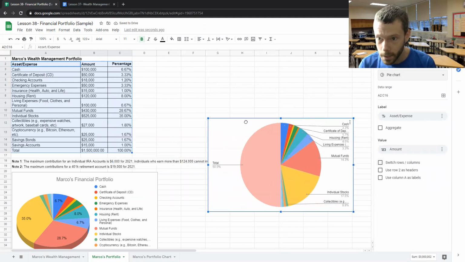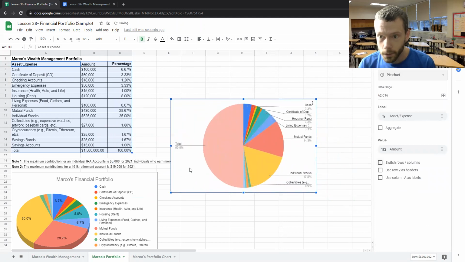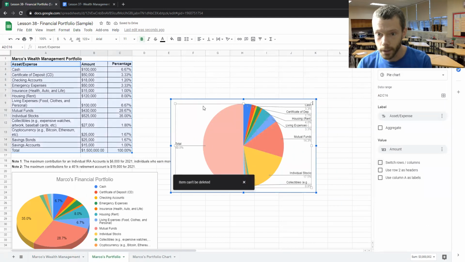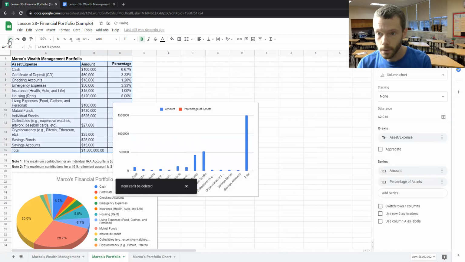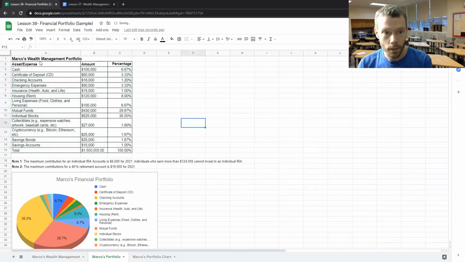Now notice I made a mistake, and I did this on purpose. See how total is huge, is 50%? You don't want to include the total when you're making your chart. So I'm going to delete that. Let's see if I can just press undo. And I'm not going to include the total.